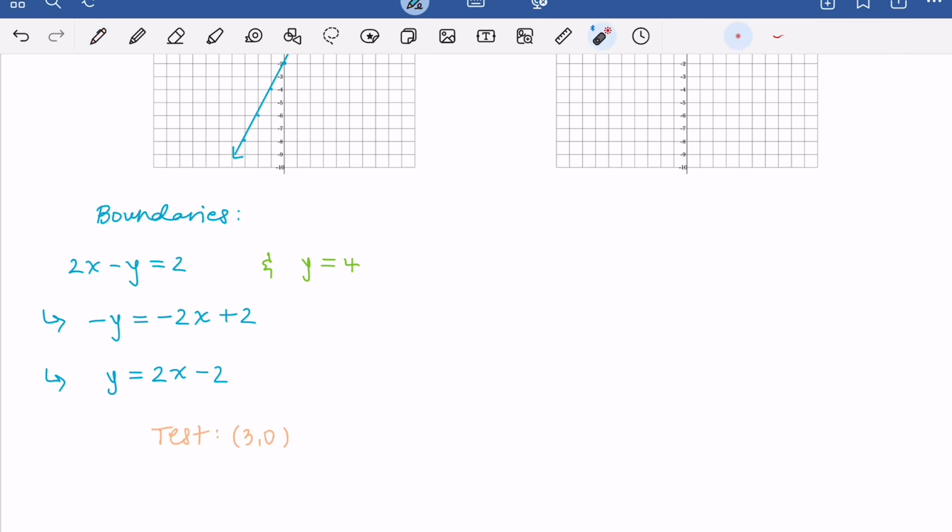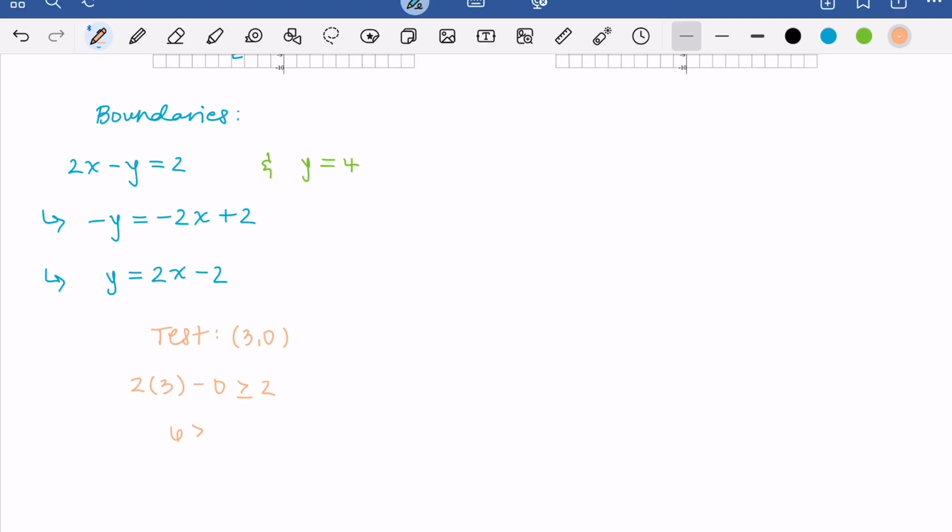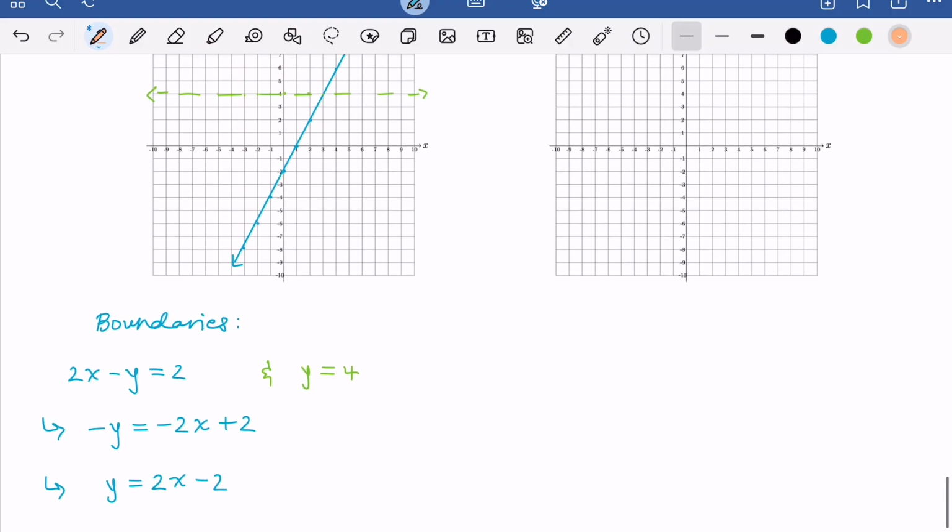Okay, so what we're going to do is plug this into our original inequality and make sure that we end up with a true statement. So we had 2 times x, and we said x is 3 minus y, which is 0, is greater than or equal to 2. All right, so we're going to end up with 6 is greater than or equal to 2, which is a true statement. And that test point 3 comma 0 was right here.